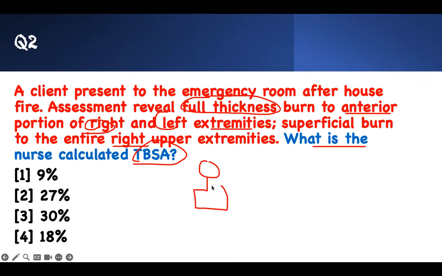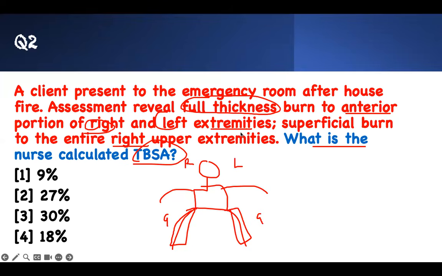So you draw your caricature, right? And then this is the left, this is the right, this is where you're facing the patient's left. So what do we have? Full thickness burn to the anterior portion of the right. So the whole of this is burned and the left is burned. So the whole of this is 9, the whole of this is 9, right? So 9, 9 anterior in front. Just the front portion is 9, 9.